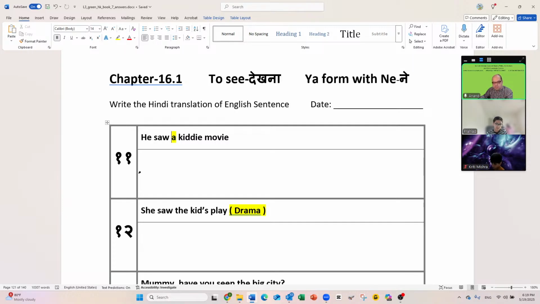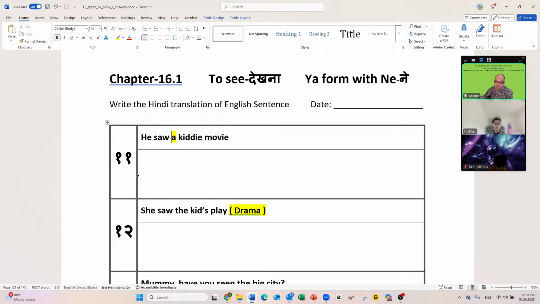Okay, so I just put इसने चलचित्र देखी है because I didn't know what you meant by kitty. So what is the Hindi word for kids? बच्चा. So put that word now before the movie. इसने बच्चा चलचित्र देखी है.